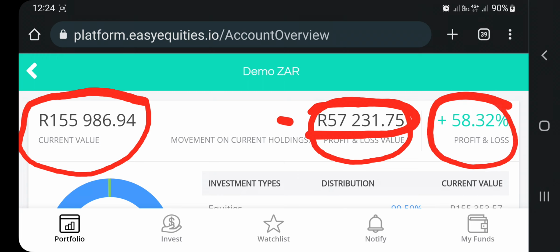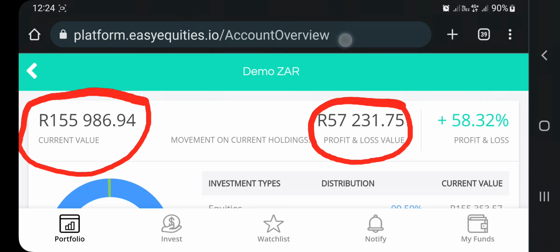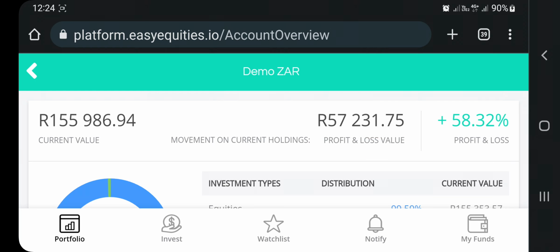If it is a profit, you're going to see green plus 50 something, as you can see here. It's plus 58 percent. Then if we lose, you're going to see minus something here. Then this one is going to be red, the percentage is going to be red.